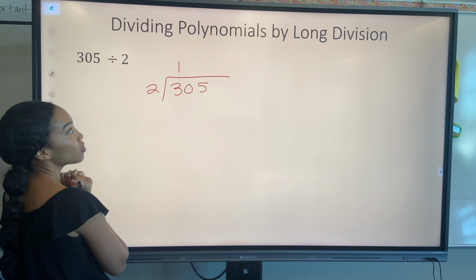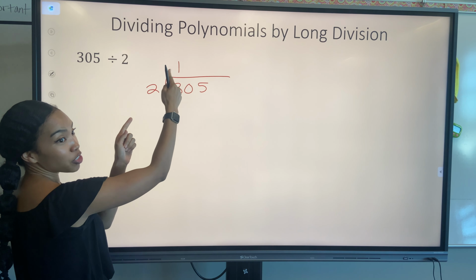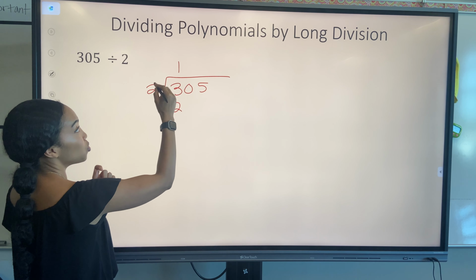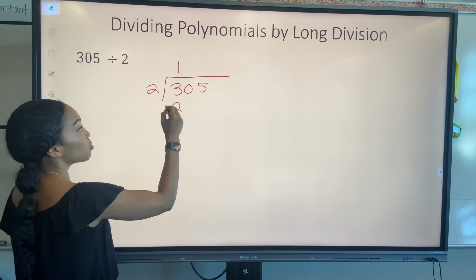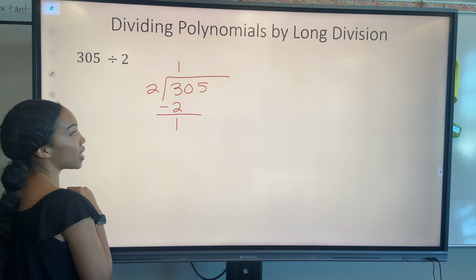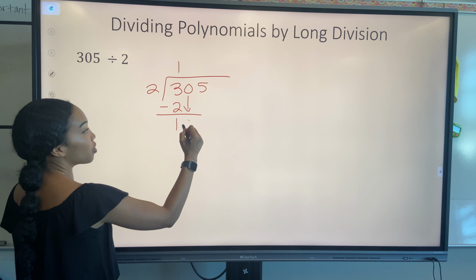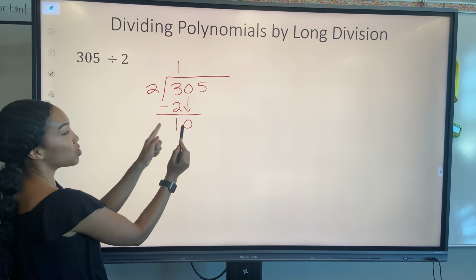Put a 2 under 3. You multiplied first, and then you put it here. 2 times 1 is 2, and you put it here. What did you do after that? Subtracted and got 1. What's next? Bring the 0 down. 2 times what will give you 10?